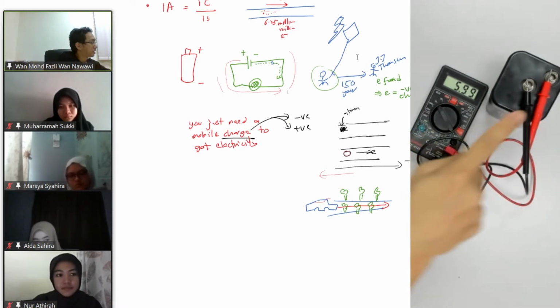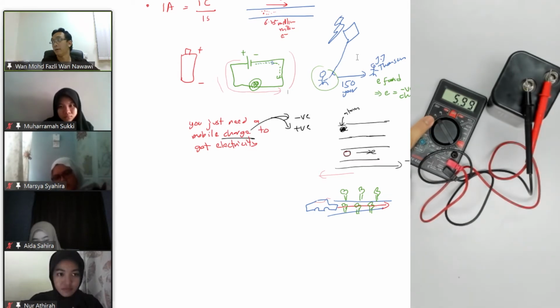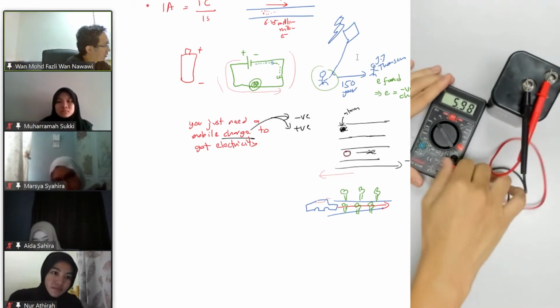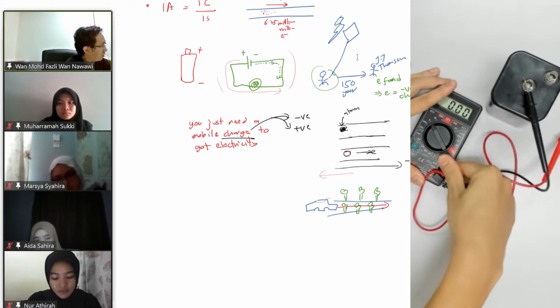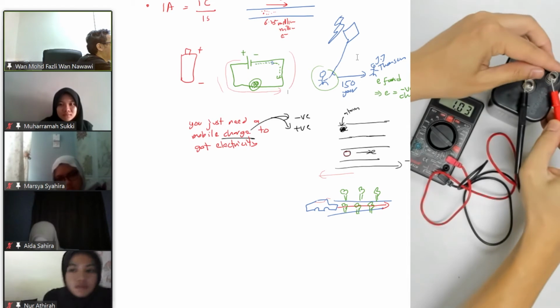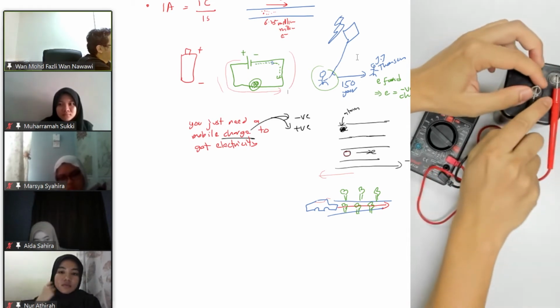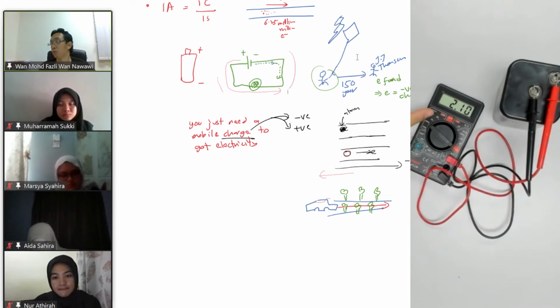If I change this instead of the volt, this is the volt part. Maybe you cannot see, but just imagine this is the volt part. If I want to check the current, I need to change this and go to current. So if I short circuit this battery, you can see the current reading. Now there are 2 ampere.